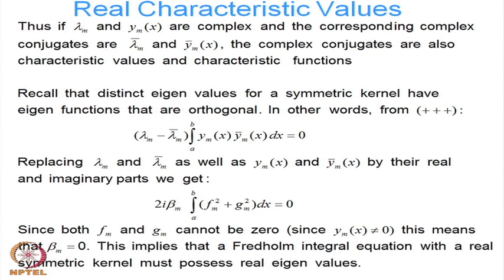What does it mean? My eigenvalue was alpha m plus i beta m. So, beta m is equal to 0, meaning that the imaginary part is always going to be equal to 0. So, my eigenvalues are always going to be real. For a real symmetric kernel, I am always going to have real eigenvalues. This implies that a Fredholm integral equation with a real symmetric kernel must possess real eigenvalues.